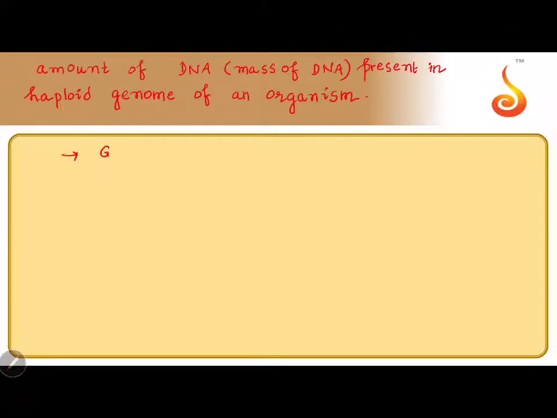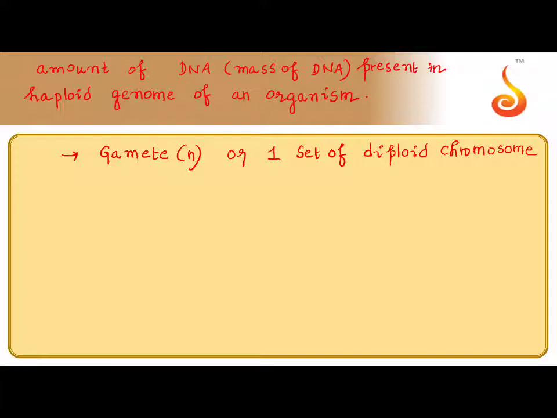in either a gamete or one set of diploid chromosomes, which is haploid. So for the human species, the total amount of DNA present in 23 chromosomes is the C value.